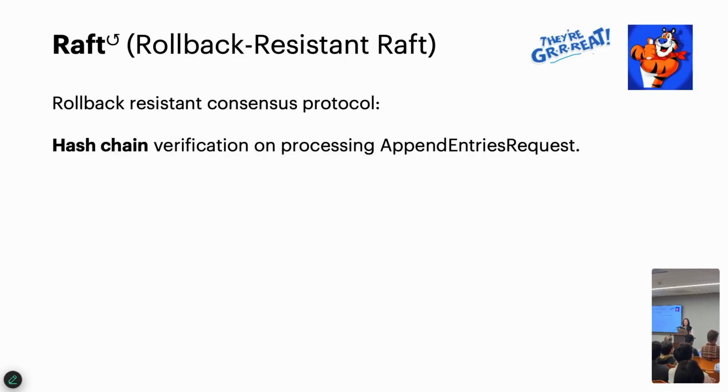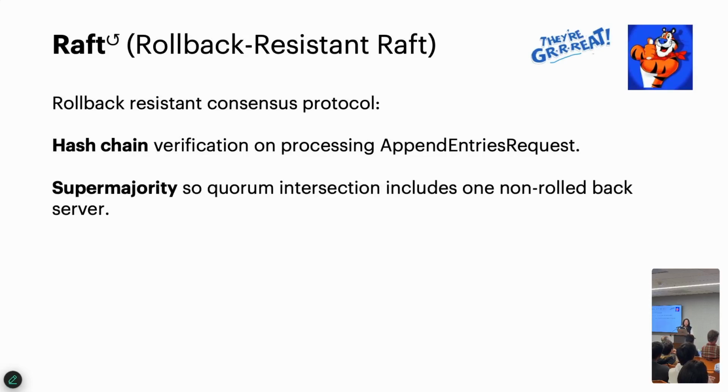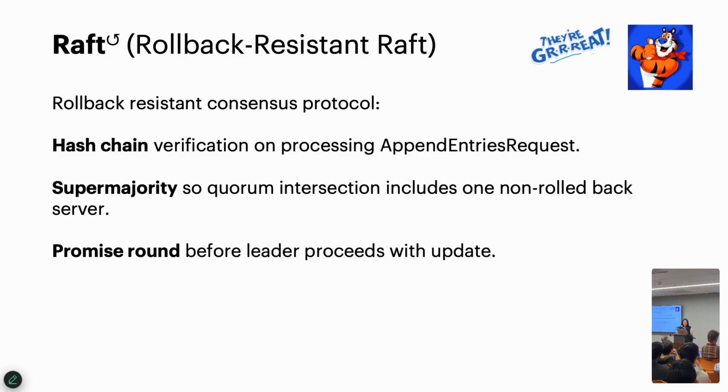We have a lot more details in the paper, but we make 3 main changes. The first one is that when we're processing append entries requests, we do hash chain verification. Then we also require a supermajority so that the quorum intersection always includes at least one non-rolled-back server. And then we have a promise round before the leader proceeds with the update.